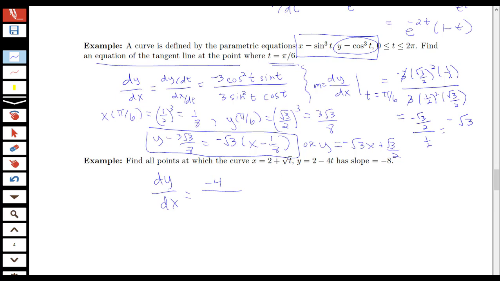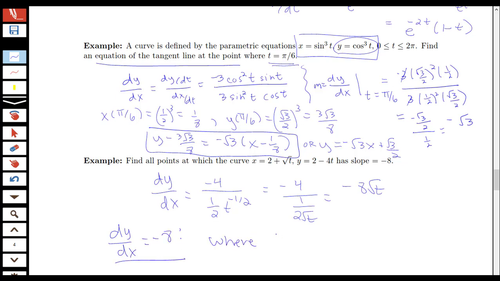my derivative of 2 plus root t. We know that we can write root t as t to the 1/2, so that's 1/2 t to the negative 1/2. Simplify this a little bit: this is negative 4 divided by 1 over 2 root t. So I have negative 8 root t as my derivative in terms of t. I'm trying to solve for where dy/dx is equal to negative 8. That's going to happen where negative 8 is equal to negative 8 root t, so 1 is equal to root t.